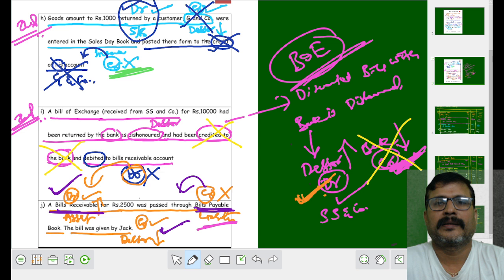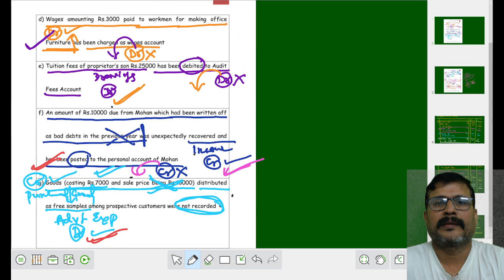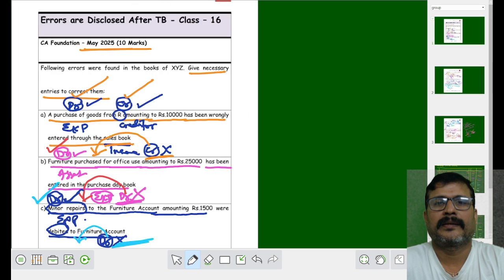I hope you got it. This is all about the transactions. This completes the errors which are found after preparing the trial balance but before preparing the final accounts. From the next video, the next class will be 17th or 18th. From then we start the new one, that is errors disclosed after preparing the final accounts. Okay, thank you, take care.